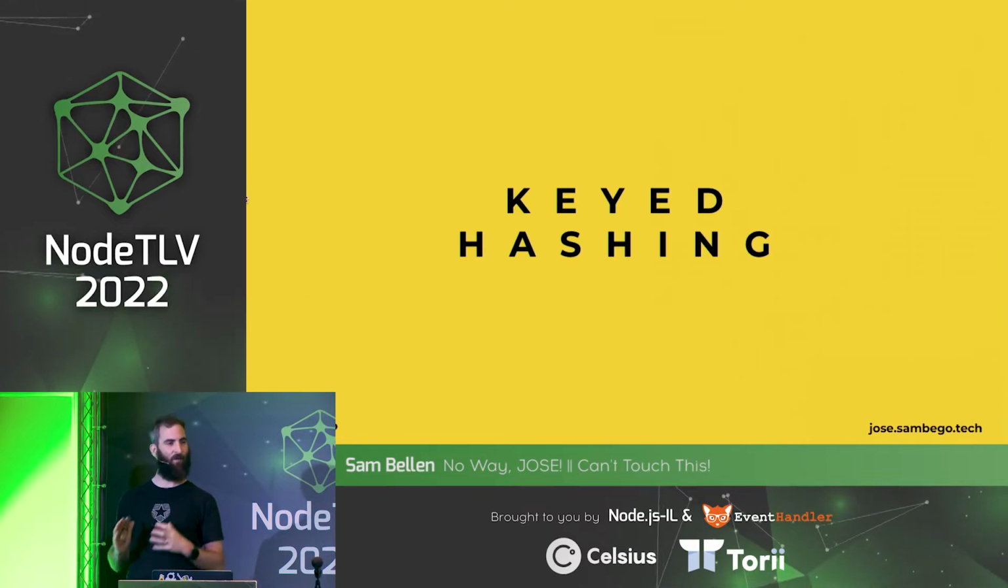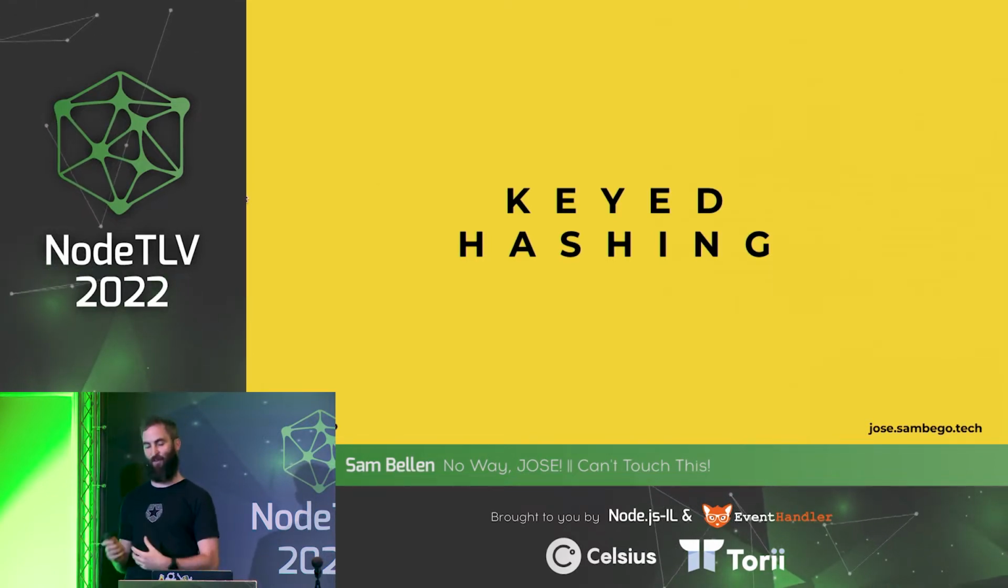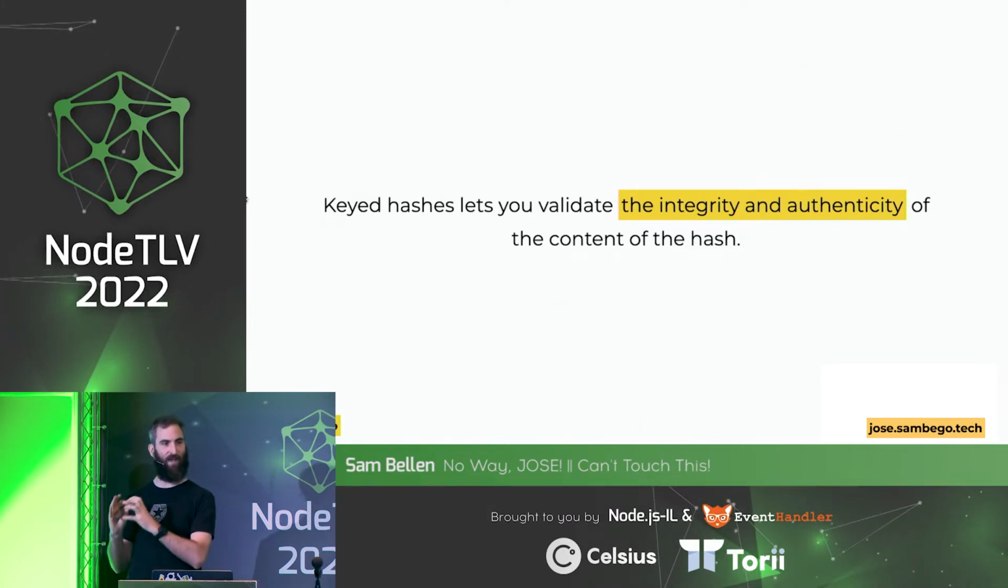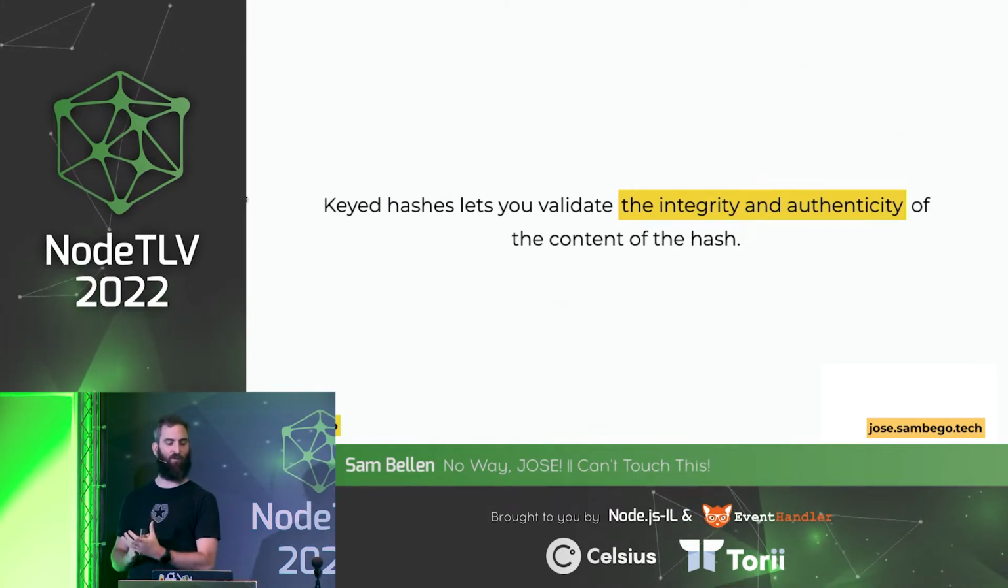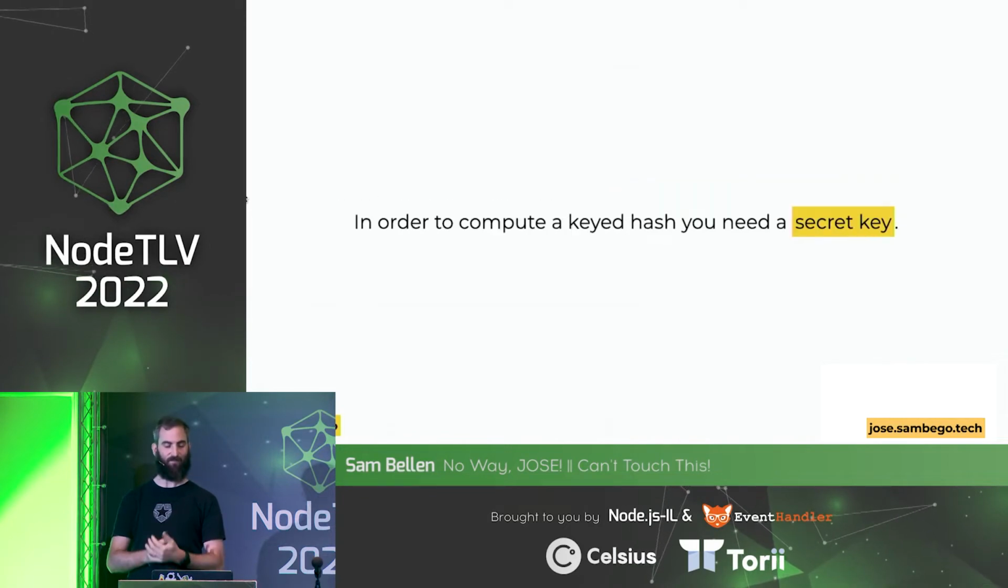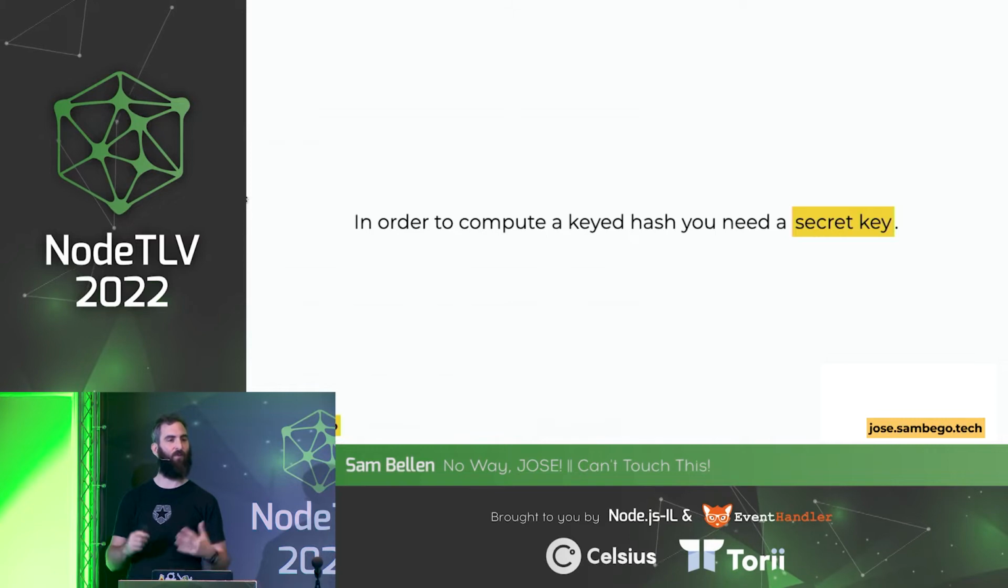Keyed hashing is all of that plus something else on top. So keyed hashes let you validate the integrity and authenticity of the content of a hash. So it still makes a hash, it's still a one-way function, it's still a fixed length output, but it also allows you to check the integrity and the authenticity of that hash, because you add something on top, which are the keys. And in order to compute this hash, you need a secret key. You can call this a password, whatever you want. It's the key in keyed hashes.